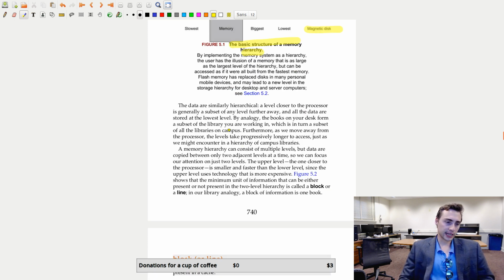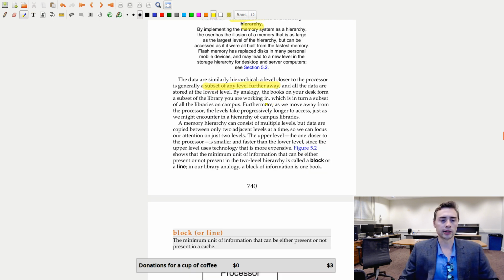So the data are similarly hierarchical. The closer to the processor is generally a subset of any level farther away, and there are even things we can do to ensure that everything in the L1 is a subset of what's in the L2. Everything in the L2 is a subset of what's in the L3. Everything in the L3 is a subset of what's in main memory. So we can make that guarantee as well, but that's not always the case.